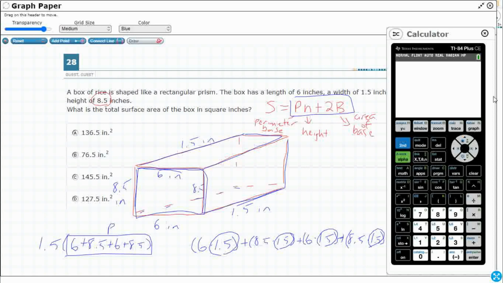Then we need to multiply that by 2 base, but let's go ahead and do the perimeter first. The perimeter is going to be 6 plus 8.5, and we're going to multiply that by 2. There's my perimeter. Multiply that by the 1.5. Okay, so that's 43.5. Then I need to double the area of the base. So that's going to be 6 times 8.5, and let's go ahead and double that. Okay, 102, and then add that to the 43.5, and we are going to get 145.5, that first one, choice C.